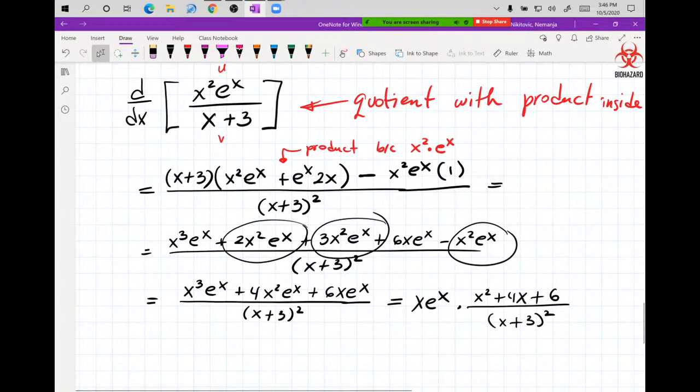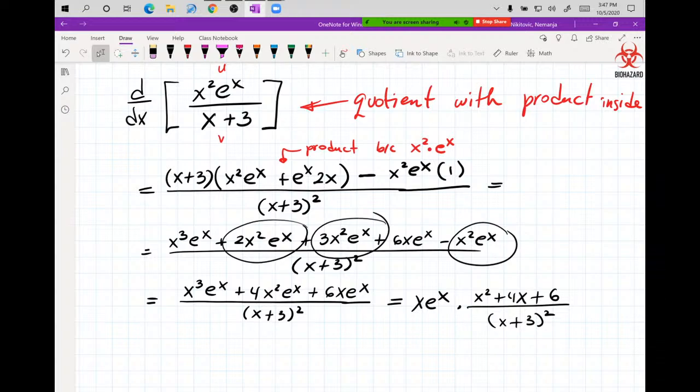So here is the problem one more time. We had the product rule inside the quotient rule. So we did the quotient rule as a main problem because the entire problem looked like a quotient rule. And then we went in and we did the product rule when we had to take the derivative of the product of those two functions, x squared and e to the x.